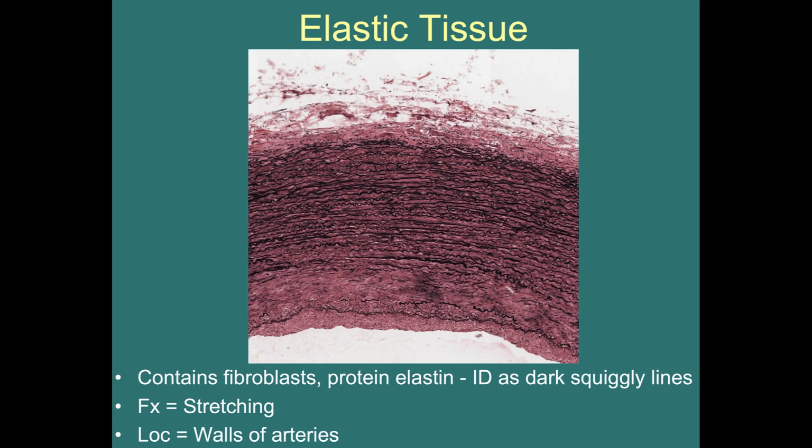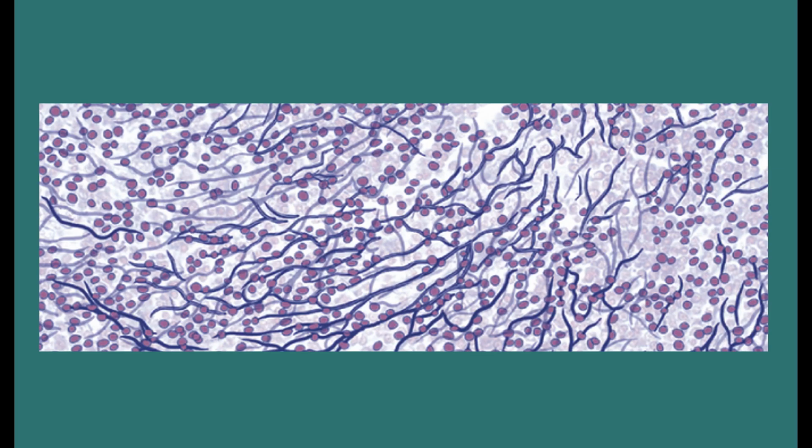This is the protein elastin, and this you'll also be able to identify in labs, with some nuclei in there from the cells called fibroblasts that are going to produce that elastin. So this is our elastic tissue, and the protein elastin is stretchy. In this example here, we're looking at an artery.